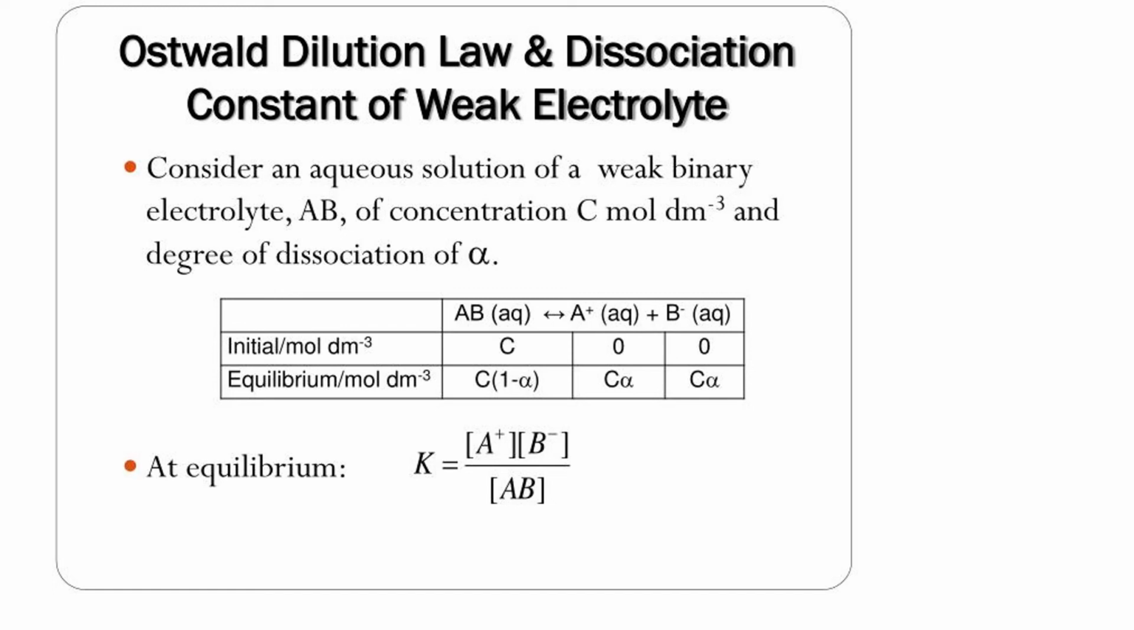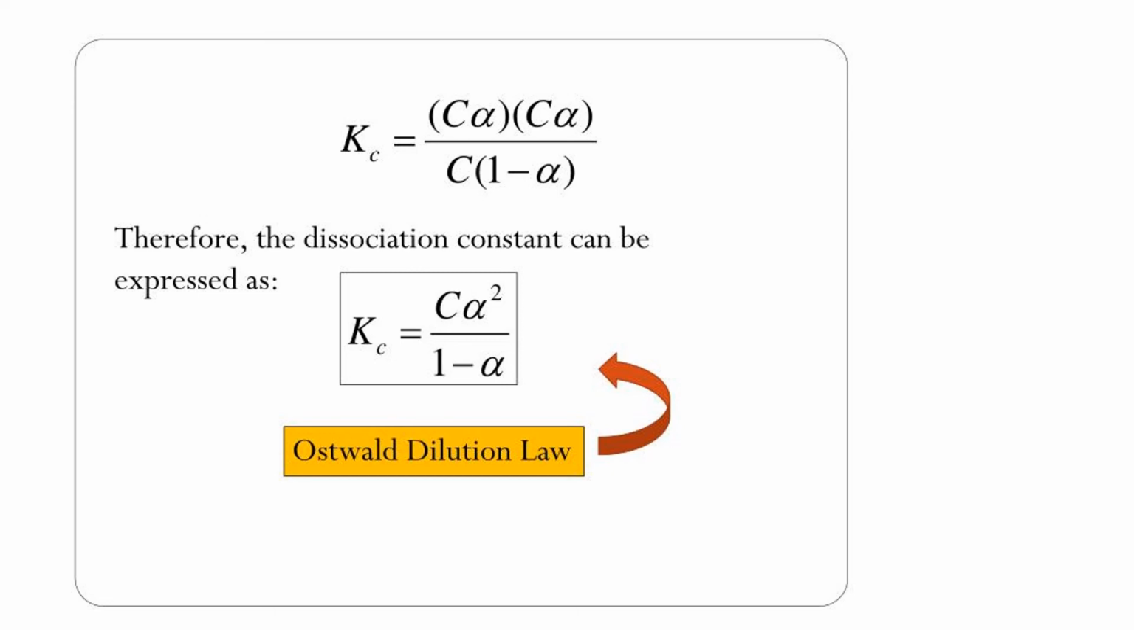ഇവിടെ നമ്മുടെ 1 ആണ്, C into 1 ആയിരുന്നു, 1 ന്ന് ആൽഫ degree of dissociation പോയി, so 1 minus alpha. So at equilibrium, the equilibrium constant can be denoted as A plus into A minus divided by AB, that is concentration of the product by concentration of the reactant. So K is equal to C alpha into C alpha. This is A യുടെ concentration C alpha ആണ്, B യുടെ concentration C alpha ആണ്. The concentration of AB എന്ന് പറയുന്നത് എന്താണ്? C into 1 minus alpha. That is C alpha square divided by 1 minus alpha. And so this is actually the Ostwald dilution law.